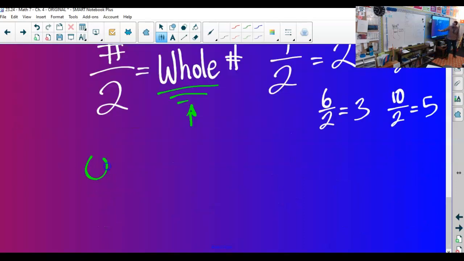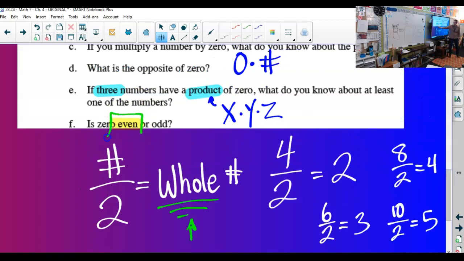So if you do 0 divided by 2, what do you get? 0. Did you get a whole number answer? So 0 is even. Technically, 0 is even.